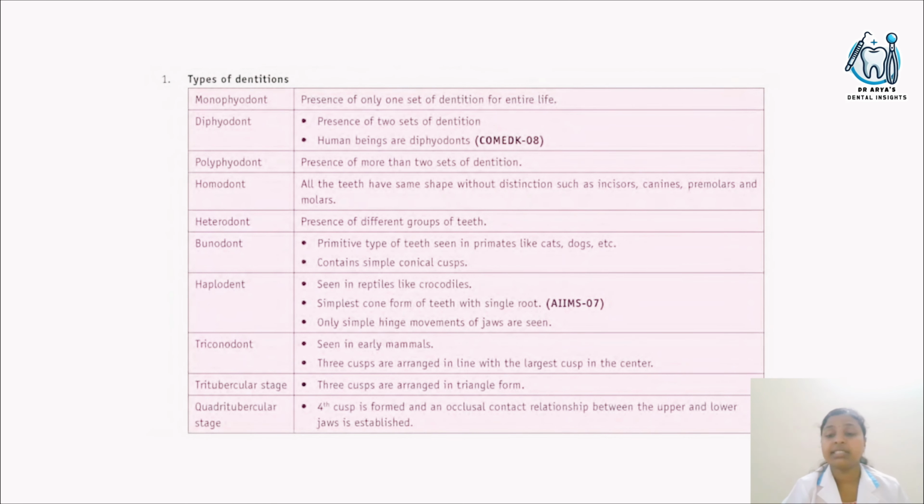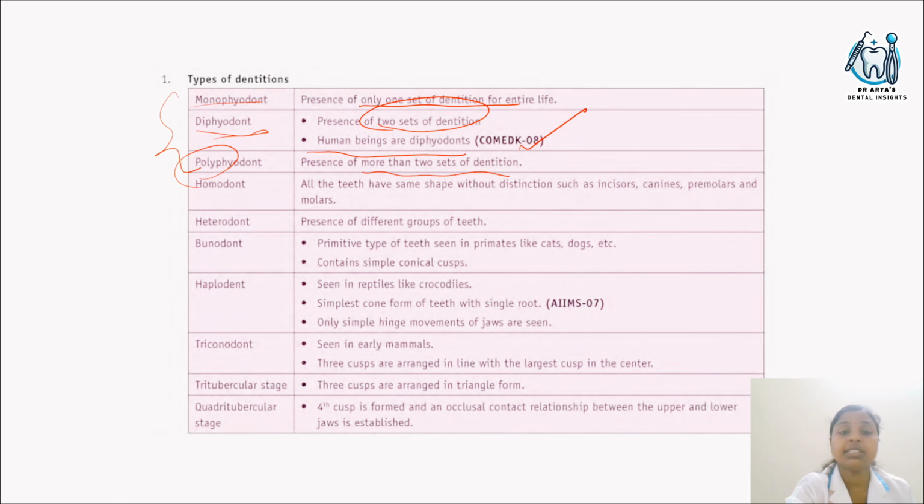So these are some of the important notes, that is types of dentitions. Which are they? First one is the monophyodont, diphyodont or polyphyodont. So mono means one. So it represents presence of only one set of dentition for the entire life. That is monophyodont. Whereas di means two. So human beings are diphyodonts. It's very important. It is a common key exam question. The presence of two sets of dentition is diphyodont. And polyphyodont. Poly means more than two sets of dentition.